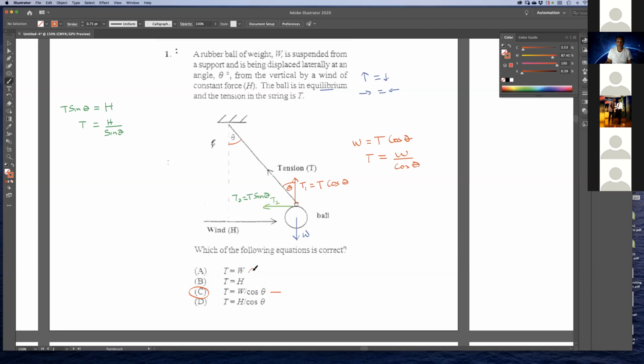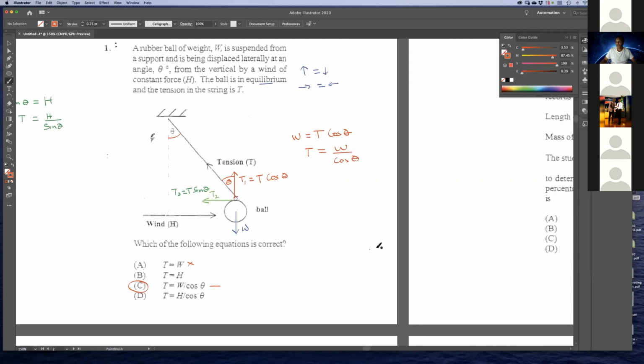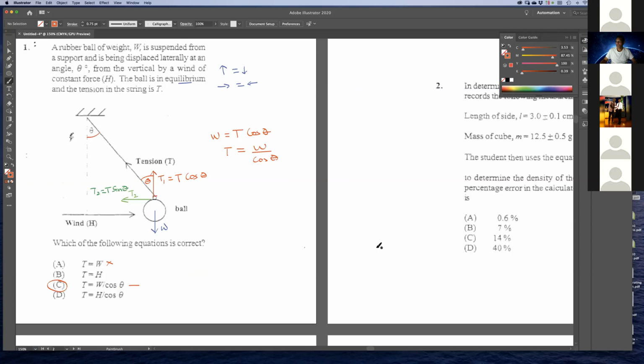Obviously, this is wrong because T cannot be equal to W because they're acting in different directions. Obviously, T cannot be equal to H for the same reason. So the only possible answer is C. That makes sense. I'll just keep moving. Once you have questions or to engage me in discussion, please engage in discussion.